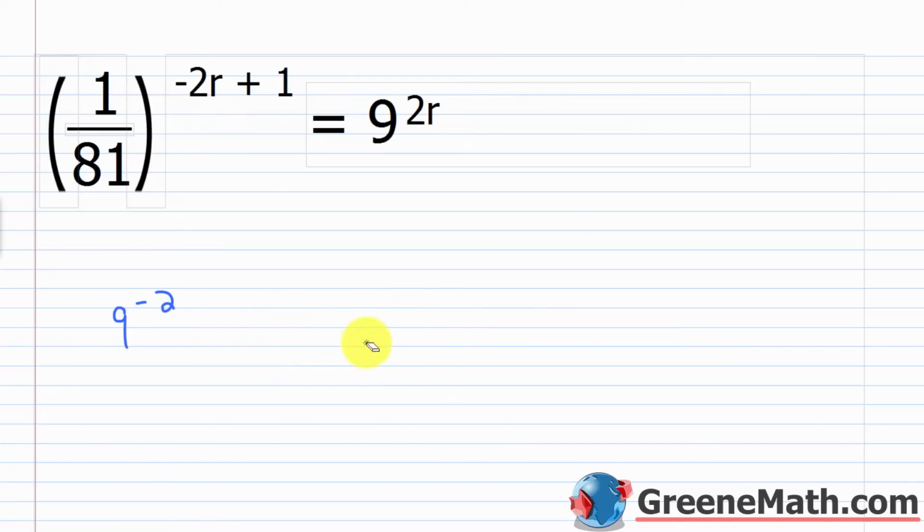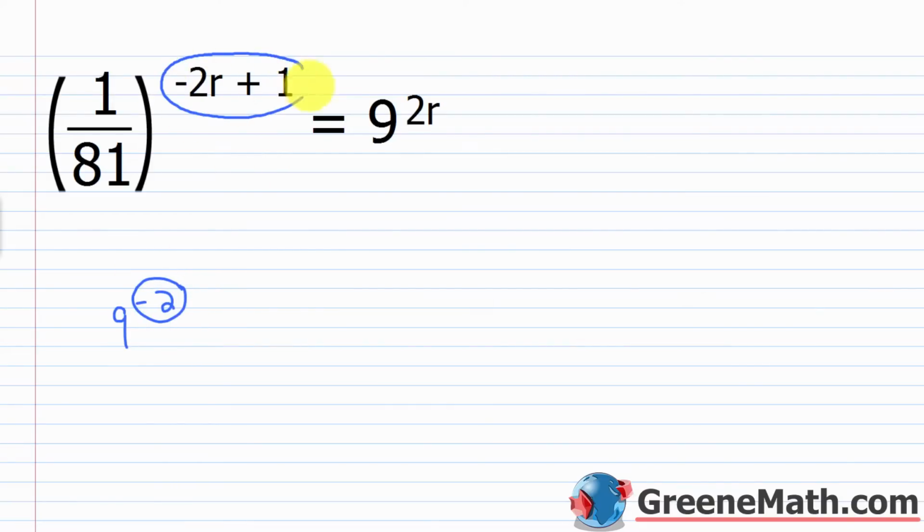So if I rewrite what's inside of parentheses here as 9 to the power of negative 2, remember this exponent has to multiply this exponent right here. It's got to multiply the whole thing, so we're going to use some parentheses. So 9 raised to the power of negative 2 times the quantity negative 2r plus 1 is equal to 9 raised to the power of 2r. All right, so you'd have 9 raised to the power of negative 2 times negative 2r, which is 4r.